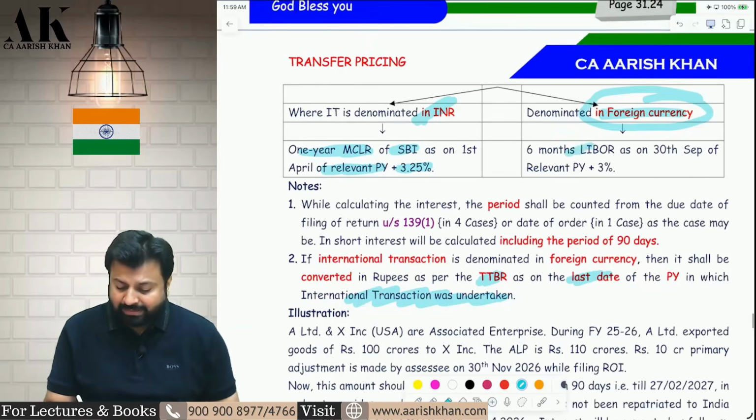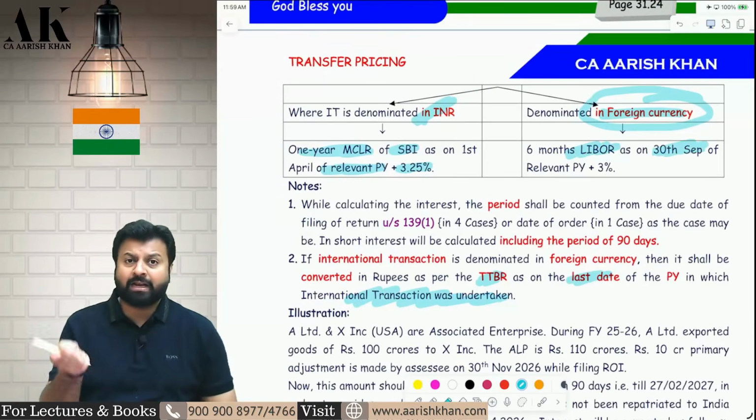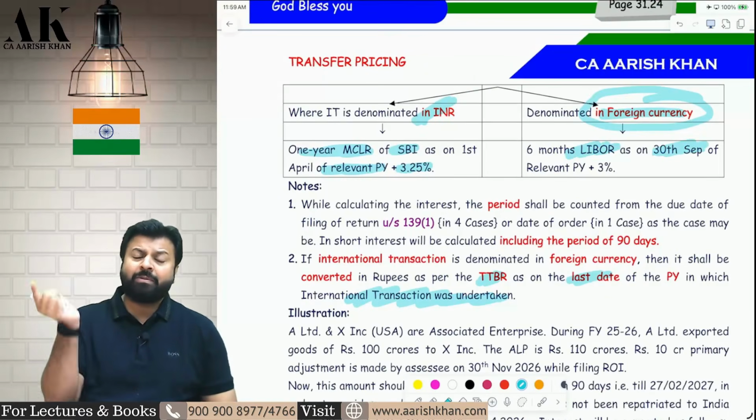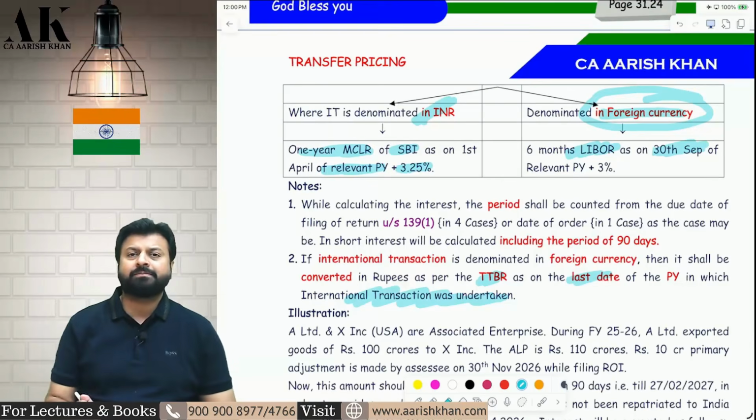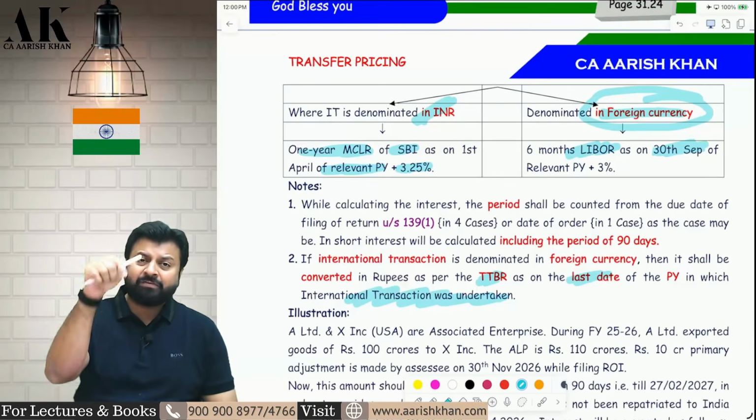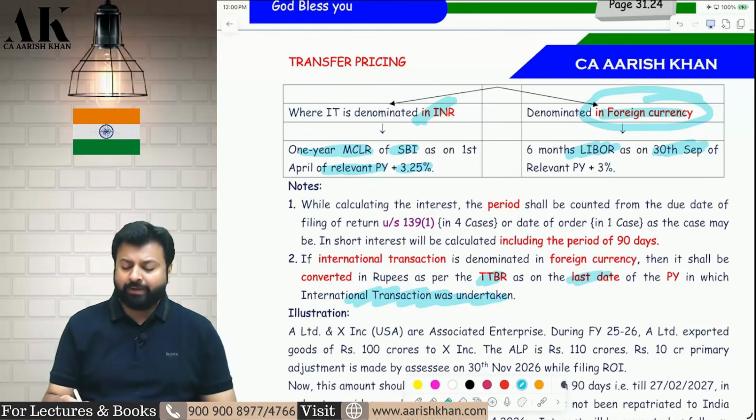And then you have to apply 6 months LIBOR on 30th September of the relevant PY. What is relevant PY? Relevant PY is the PY in which the interest is charged. For whichever year the interest is charged, for that year you have to take 6 months LIBOR plus 3%. I hope it is clear to all of you.